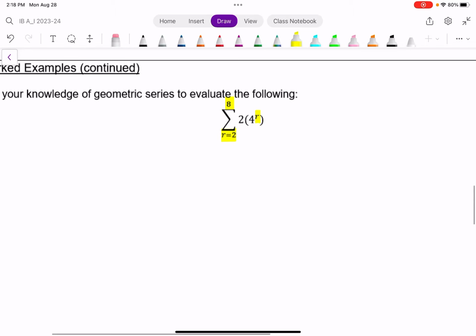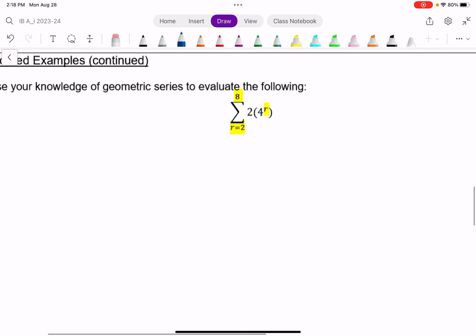And so if I just write down the first few terms, my first term in this case is 2 times 4 to the power of 2. Plus, that would be my first term. My second term is almost the same. It's 2 times 4 to the power of 3. And that r value keeps working its way up.